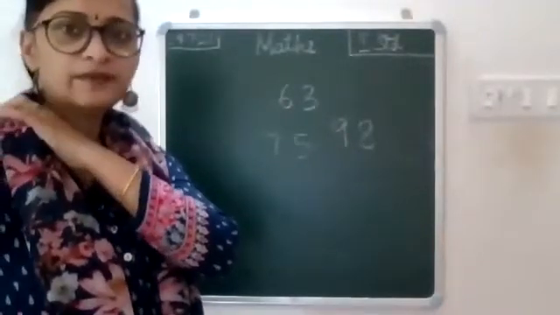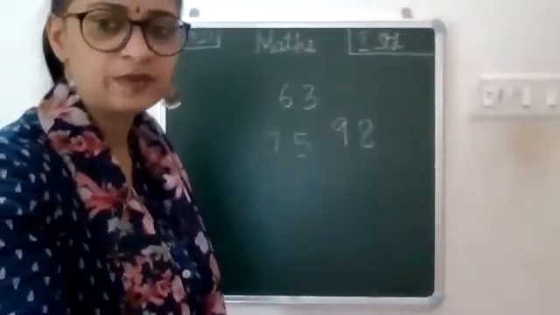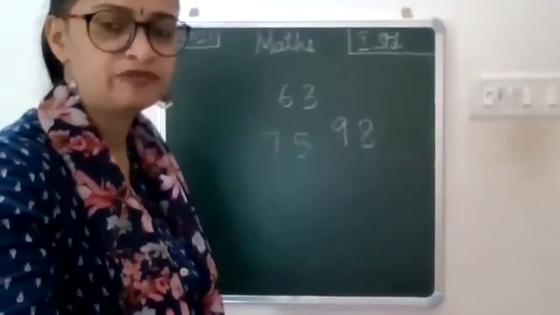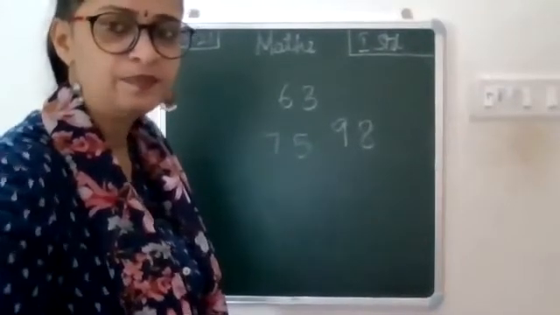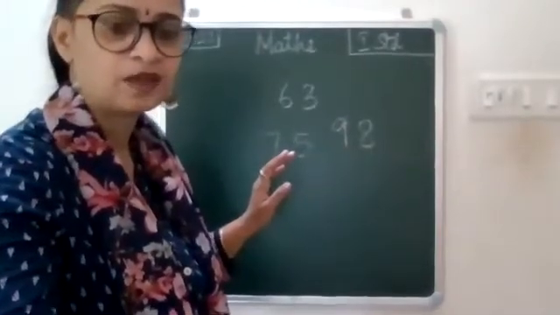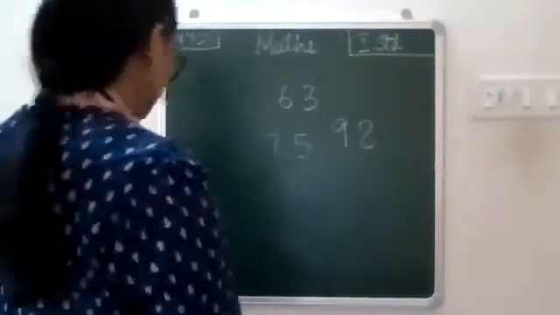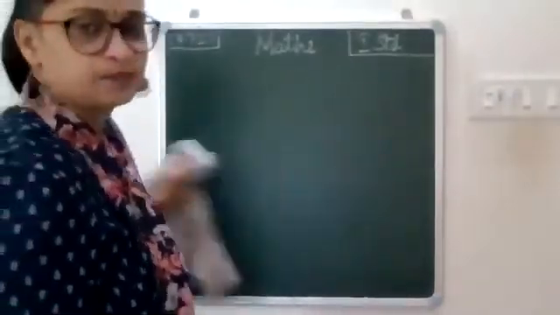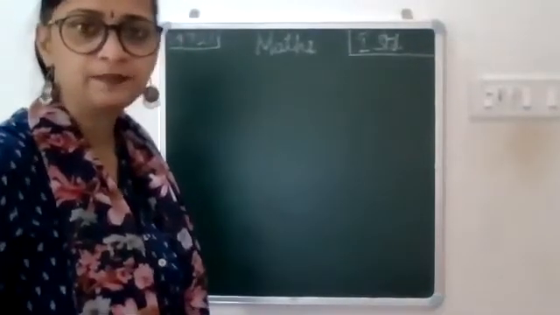Okay. Good morning. Now in the previous class we have written till the number 50, right? Now we will continue and write from 51 till 70, 51 to 60 and 61 to 70 in the form of tens and ones. Now continue writing.